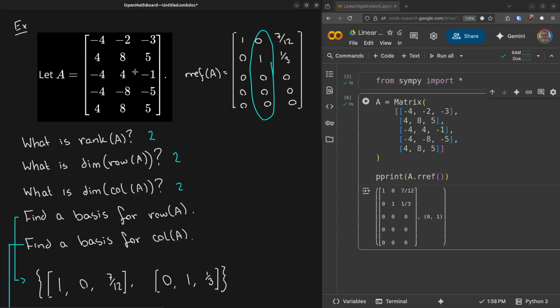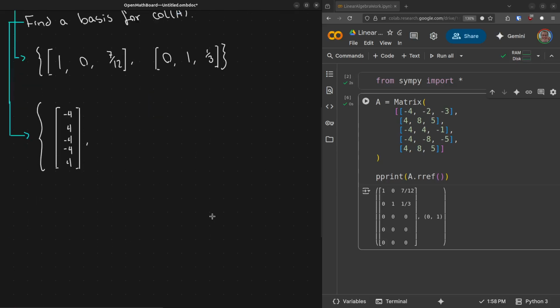Okay. The second column of the reduced row echelon form of A has a leading entry in it. So the second column of my original matrix A is going to be in the basis. I'm going to add it to my basis for my column space of A. So that vector is -2, 8, 4, -8, 8.